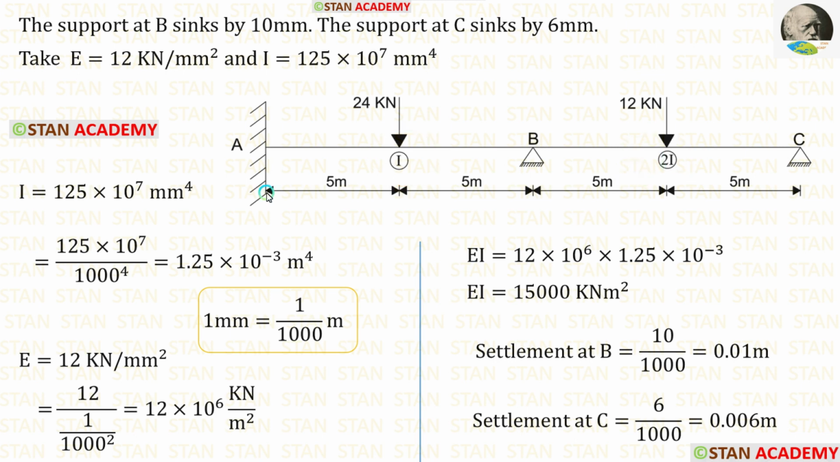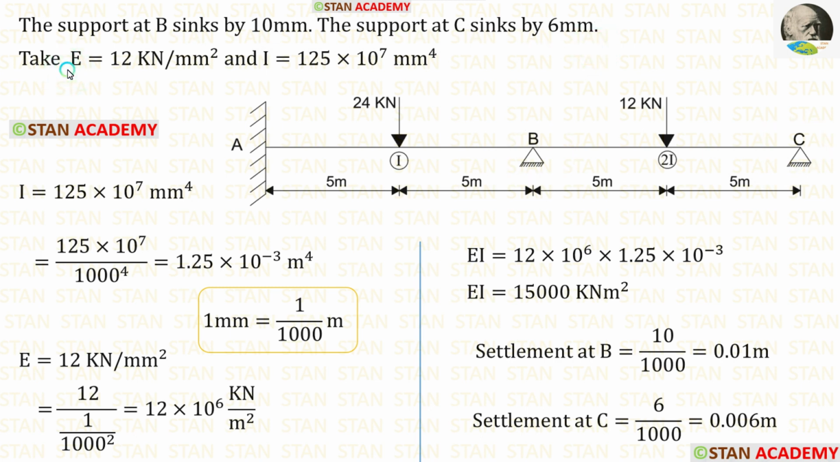Length of the span AB is 10 meter. Length of the span BC also is 10 meter. In the point A, there is a fixed support. In the points B and C, there are hinged supports. The support in the point B sinks by 10 mm. The support in the point C sinks by 6 mm.